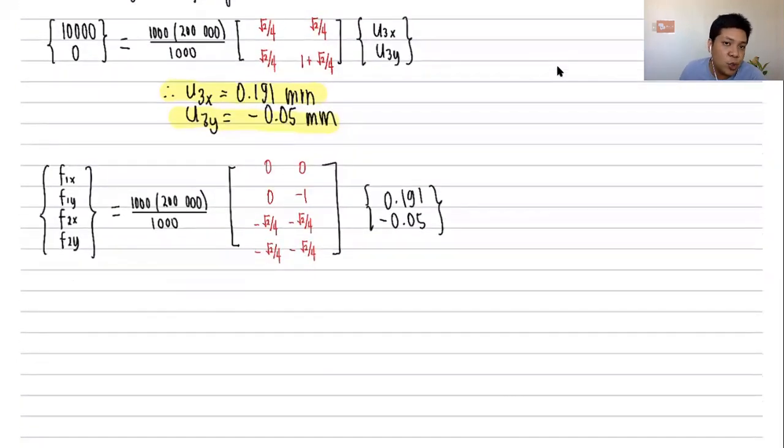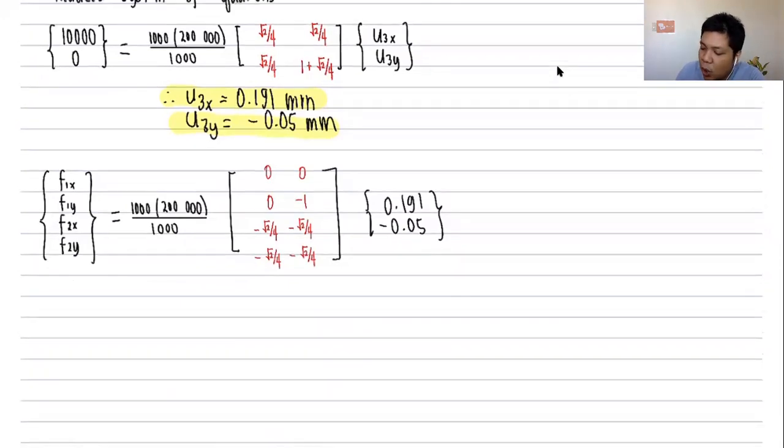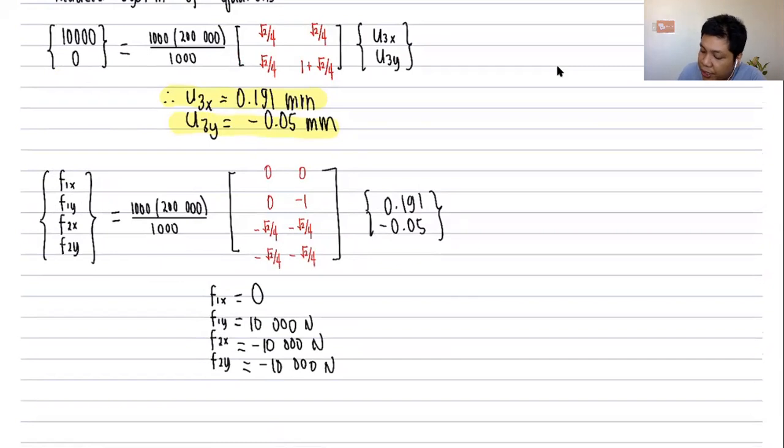I already know U3x and U3y. Therefore, I now know that I have my final answers as I perform my matrix operation. I should get F1x equal to 0, F1y as 10,000 newtons, F2x as negative 10,000 newtons, and F2y as negative 10,000 newtons. So this would now be our final answer for F1 and F2, X and Y components. So that is how you solve example 11.4. You can check using equilibrium, using statics, that these indeed are the support reactions.